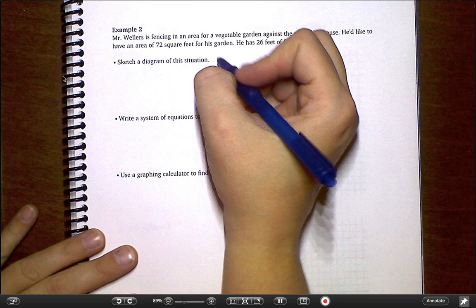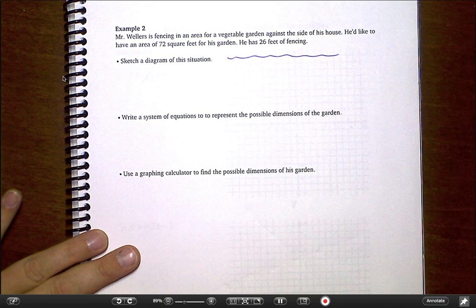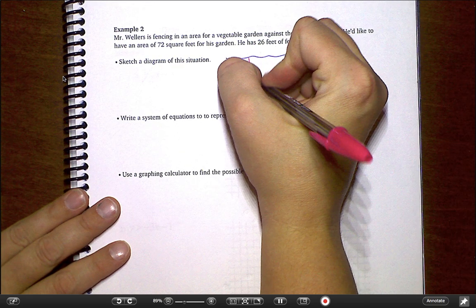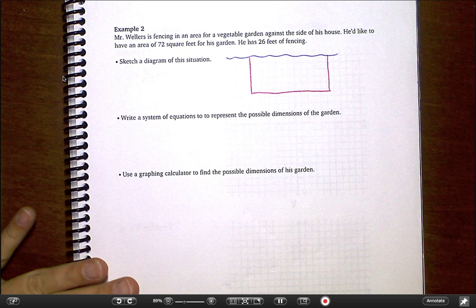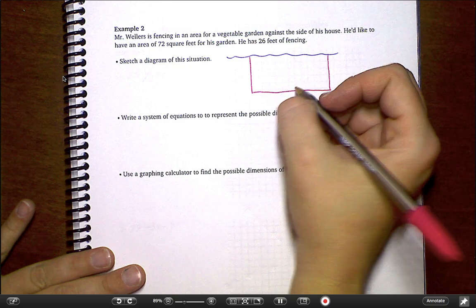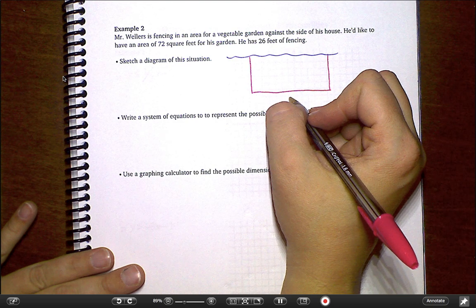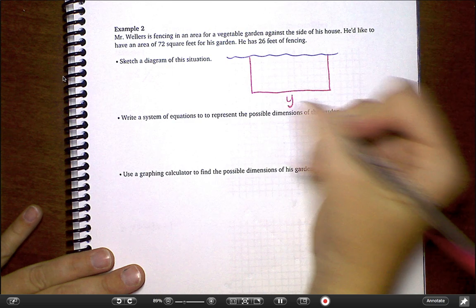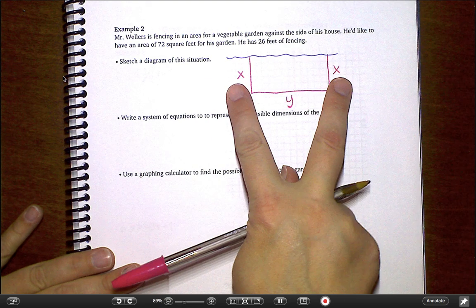fencing. Okay, so a diagram of this situation. This is going to be the wall of his house, and I'm not fencing along the wall of his house, so I am building a fence that looks something like this. And what I'm going to do is call this distance, I'm going to use X and Y here. I was about to use W and L, but I think it'll work better if I use X and Y. So I'm going to say this is Y, and then I'm going to call both of these X's because these both have to be the same length.